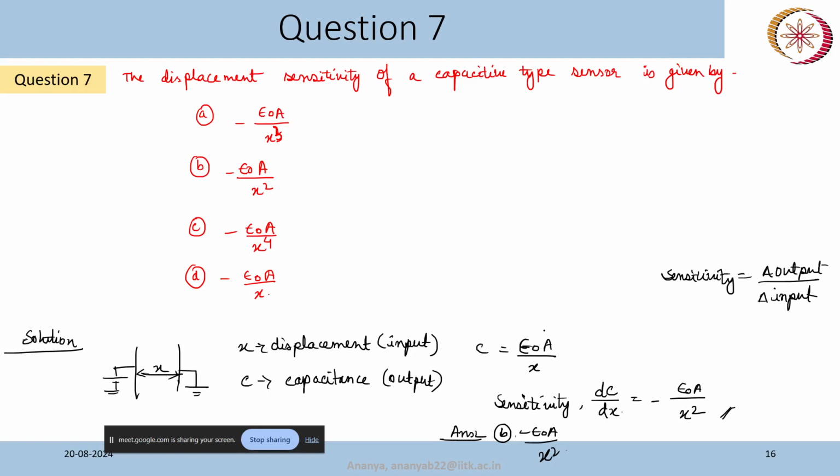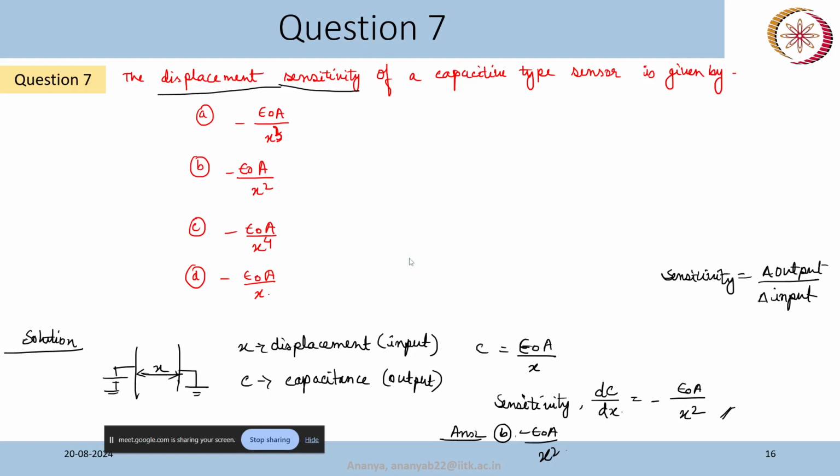If our input is say A, then the sensitivity will be different, even though it is the same configuration, a parallel plate capacitor. If our input is say epsilon naught, that is the permittivity of the dielectric medium in between the plates, and due to some change in the system the permittivity is being changed, so that is our input, then the expression for sensitivity will be different. So here you have to see what sensitivity with respect to what we want to calculate. It is the displacement sensitivity.